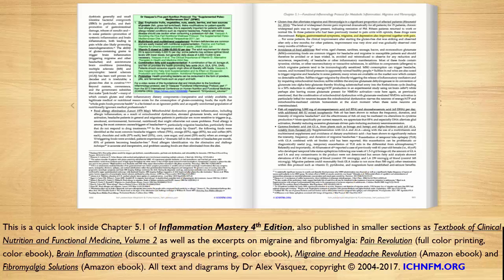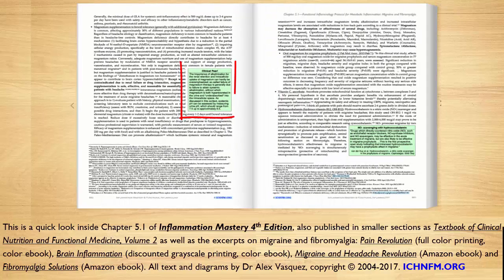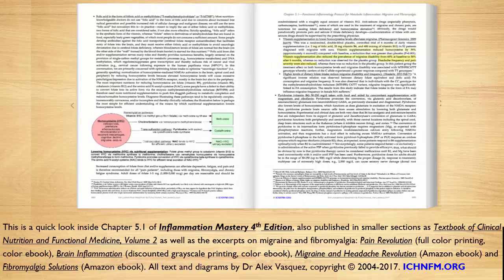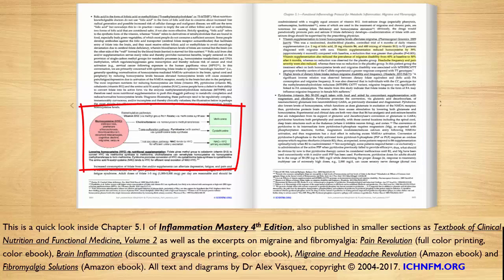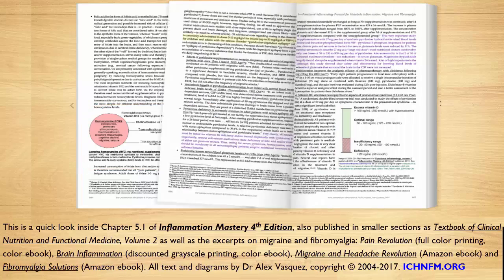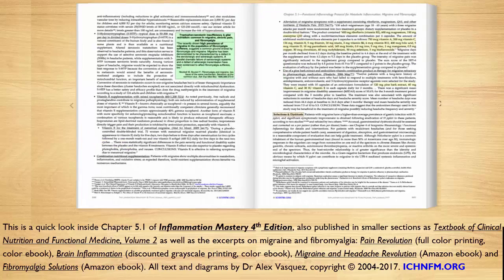I also used these text boxes to pull out a few clinical pearls that are of particular importance for the management and treatment of these conditions, again, in this case, specifically migraine. Again, throughout the text, I've got emphasis and illustrations to help the information stay in your mind so that you can apply it clinically, whether you're treating patients or whether you're treating yourself.